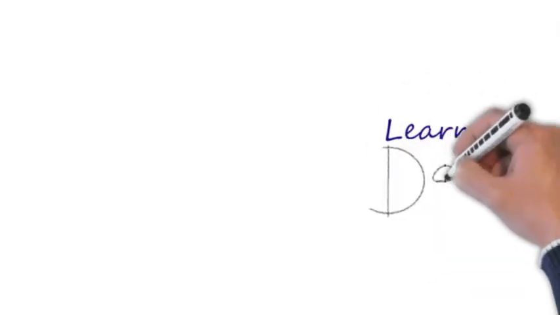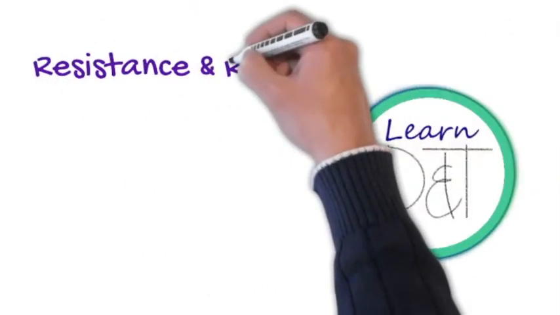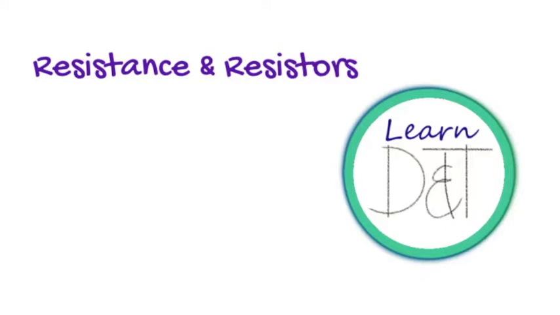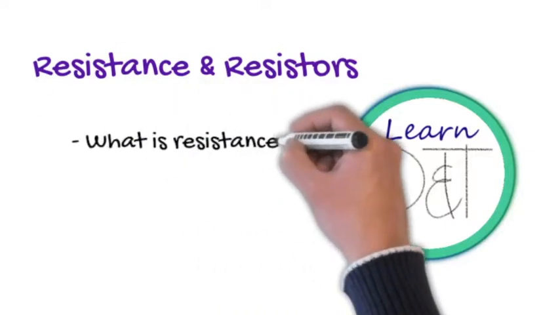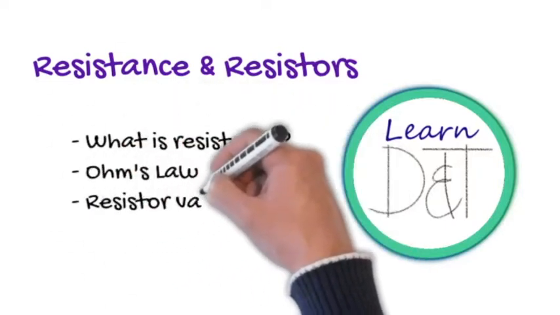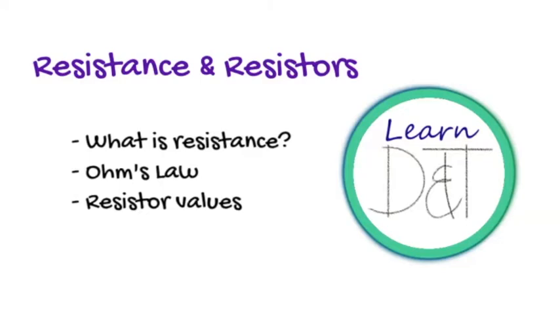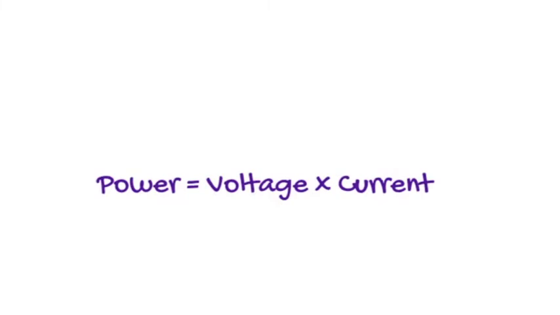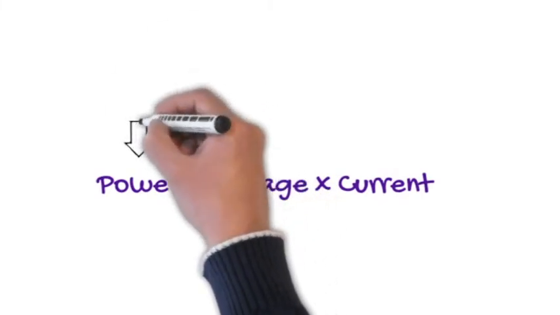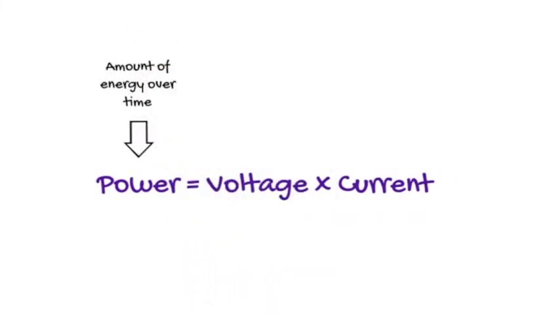Hello. In this revision video, we're going to look at the concept of resistance, the use of Ohm's law to calculate resistance, and the use of resistors to control resistance in a circuit. So we're going to start off by quickly recapping on three terms that we've been introduced to in a previous video in this series. There's a link to this video in the top corner.